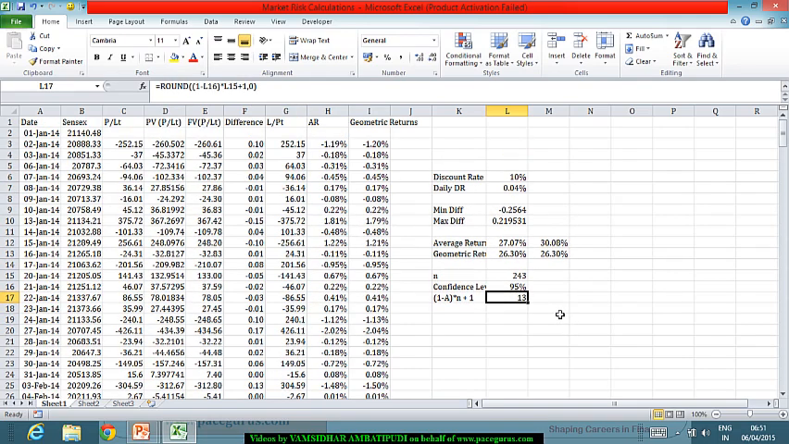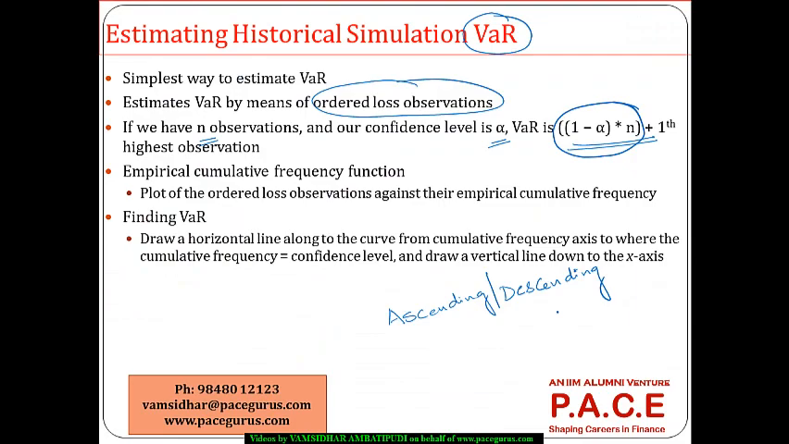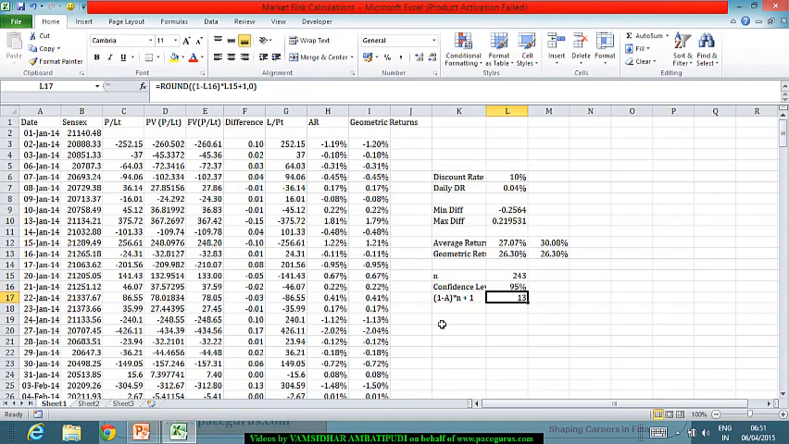So whichever is the 13th highest value, once I arrange my data in ascending or descending order, that is what will contribute to my 95% confidence level value at risk, right? So if I am doing it with respect to the profit to loss data, probably the present value, I will do it, let's say, on the present value of the profit to loss data.